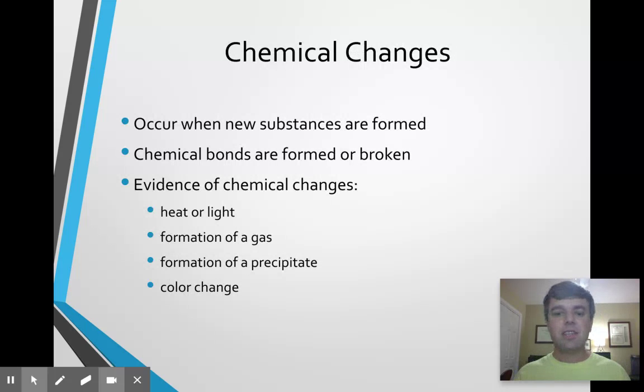However, be aware that if you take red Kool-Aid and you add water and it turns into light red Kool-Aid, that's not a sign of a chemical change. That's a sign that you have diluted it with water. Okay.